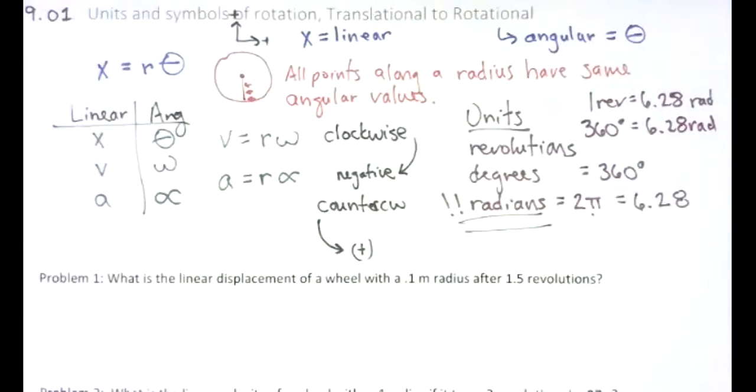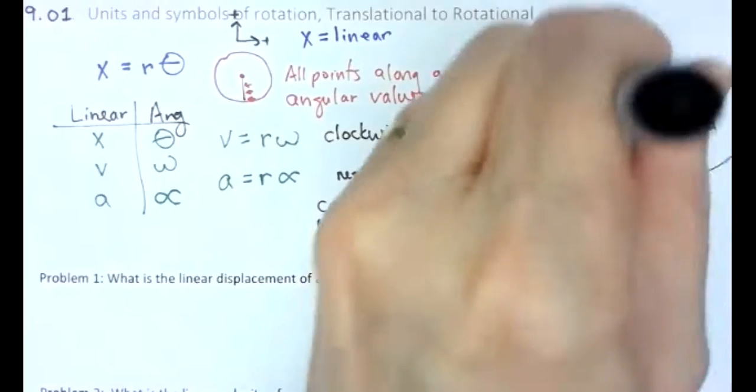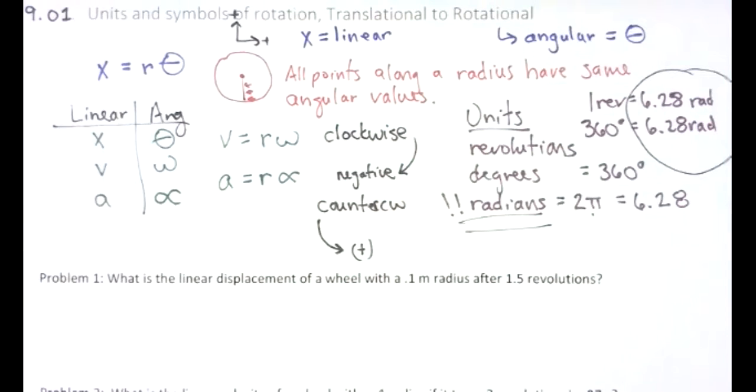So just like you did with converting, everything has to be in kilograms, everything has to be in meters. Whenever you work a problem, you have to convert into radians. You can't leave things in degrees, and you can't leave things in revolutions. So let's take a look at a couple sample problems that are going to incorporate these equations and conversions.